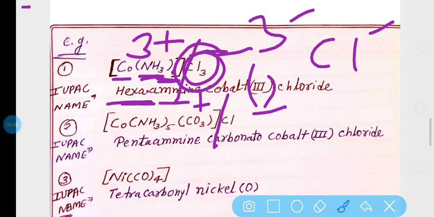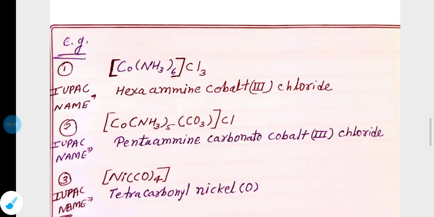Thereafter we have to write the name of the counter ion. Chloride is there, so we have simply written chloride. No need to count the number of counter ions. No need to count. Simply write the name. After that, let's come to the next.